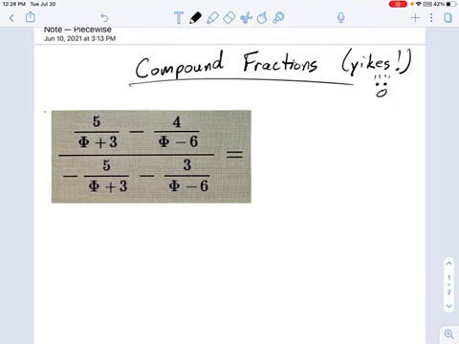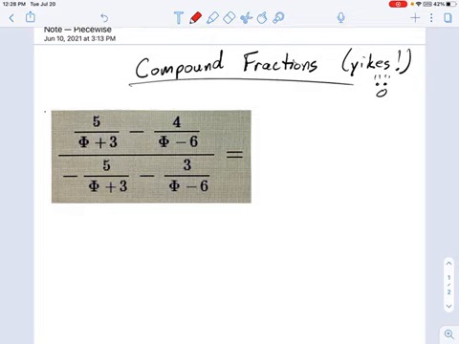The last thing I want to talk about before we wrap up adding and subtracting rationals is the idea of a compound fraction. A compound fraction is basically just the ugliest thing you've ever seen, right? It's a fraction with fractions inside it. And the fractions inside it are in addition and subtraction problems.